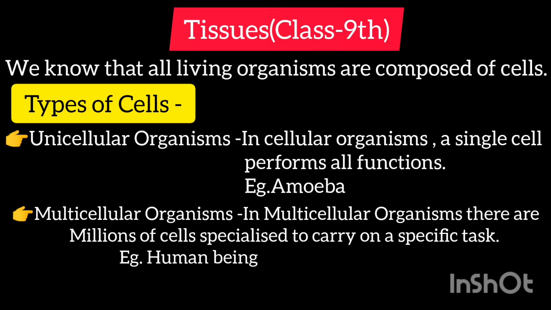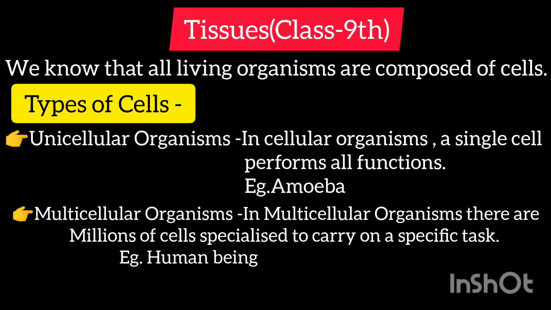What is a cell? The structural and functional unit of life is known as a cell. We know that all living organisms are composed of cells. There are two types of organisms: unicellular organisms, in which a single cell performs all functions, for example amoeba; and multicellular organisms, in which there are millions of cells specialized to carry on a specific task.